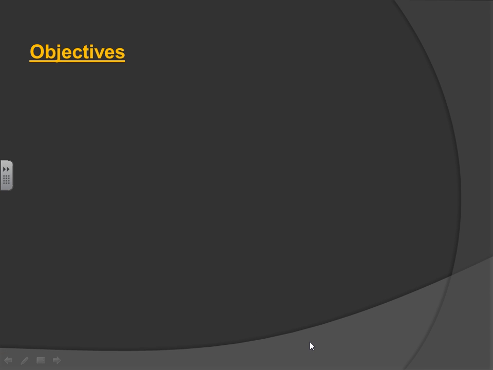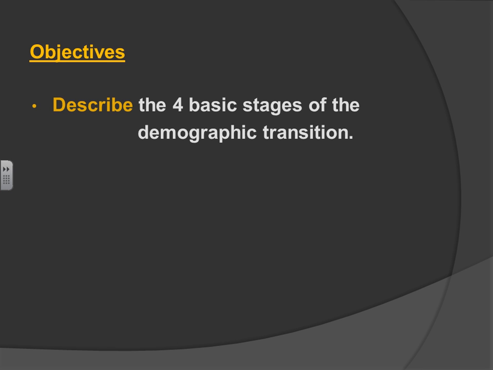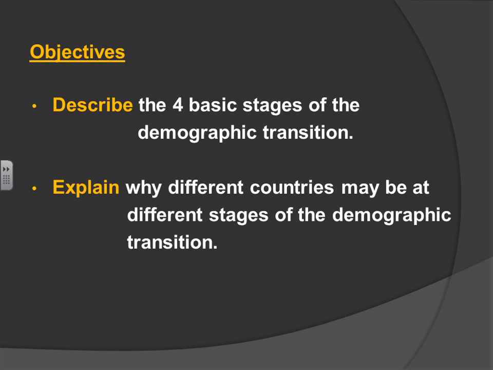Okay, today what we're going to be doing is talking about the theory that scientists use to help explain why populations begin to increase and decrease, and what transitions they go through inside each stage. So we're going to talk about the four basic stages of demographic transition, and why different countries are at different stages of those transitions.